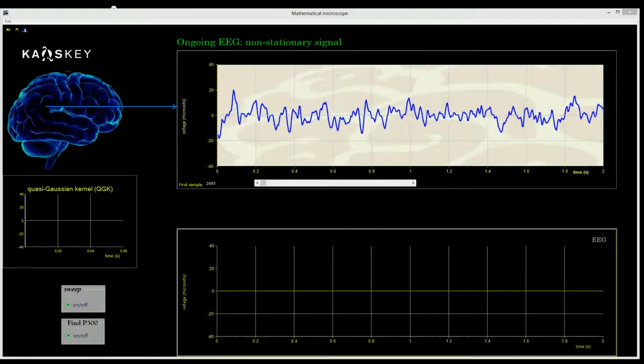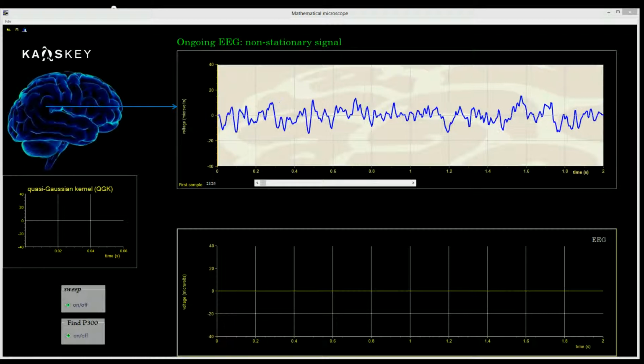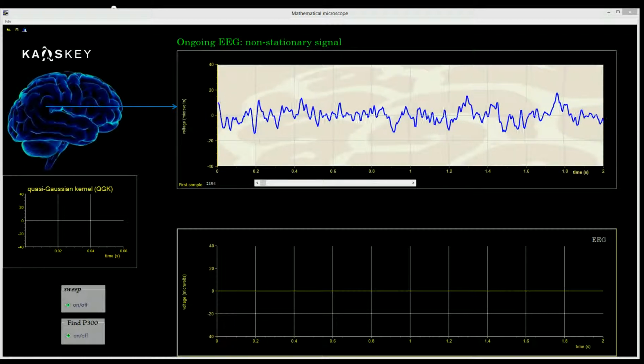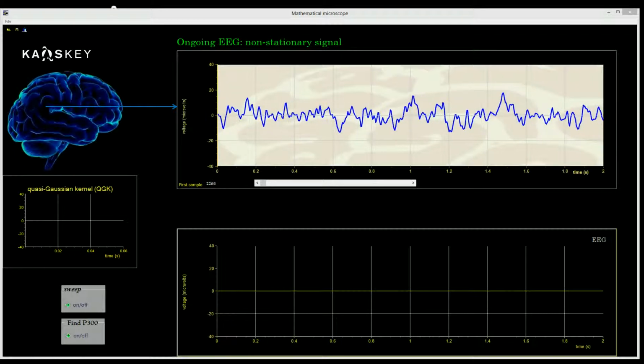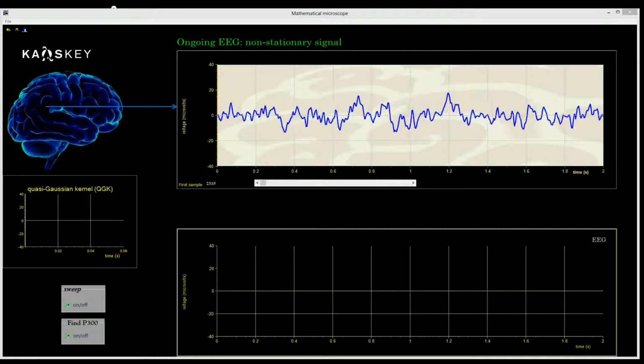KaosKey has developed a new mathematical approach and advanced tools of non-stationary signal analysis, which provide means to decompose EEG signals into functional elements with high temporal resolution. In this context, the signal processing routines may be regarded as a mathematical microscope.